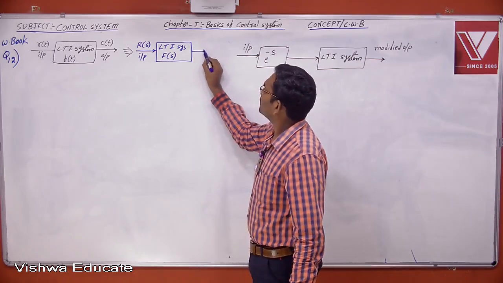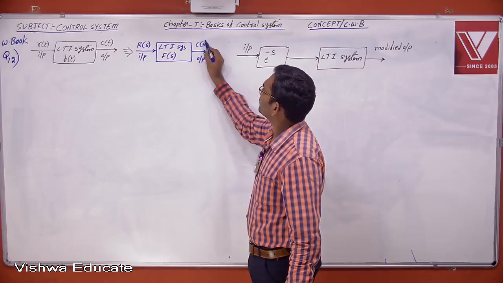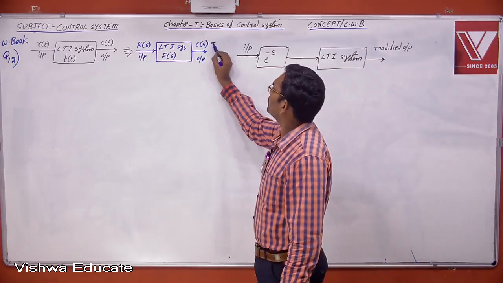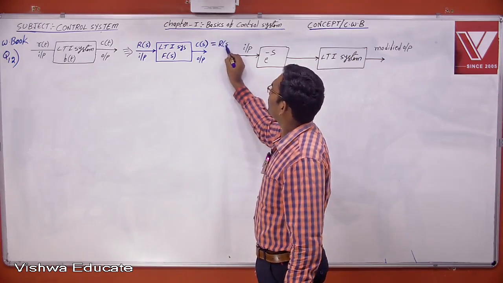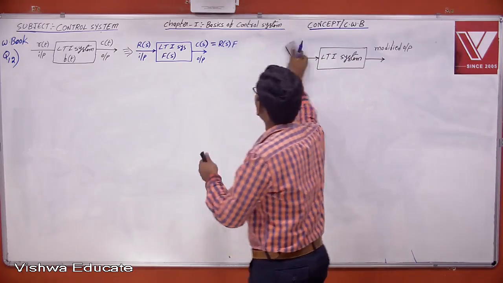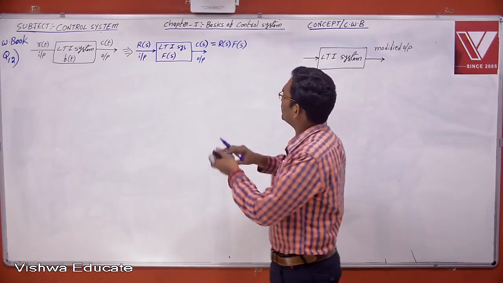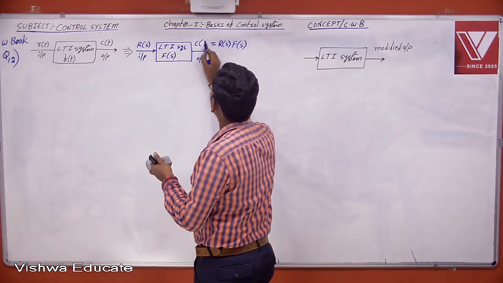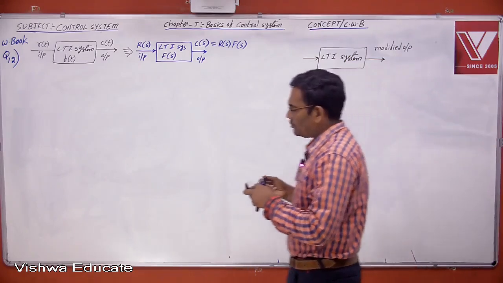Now this is output C of s. So what is C of s? Can I write like this? The output C of s is equal to R of s into F of s. Right.